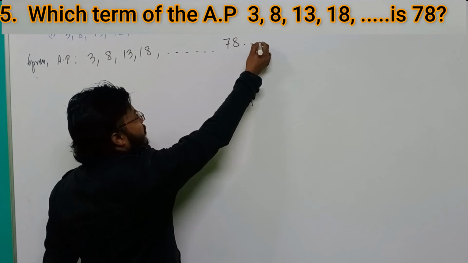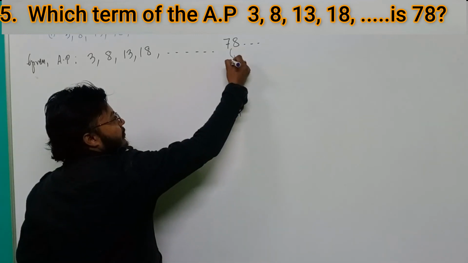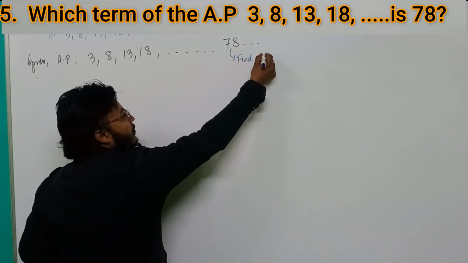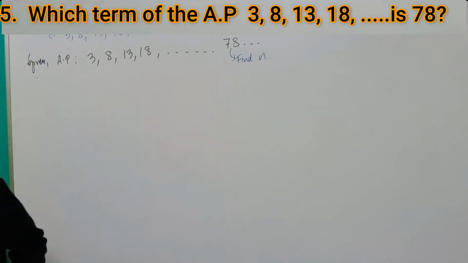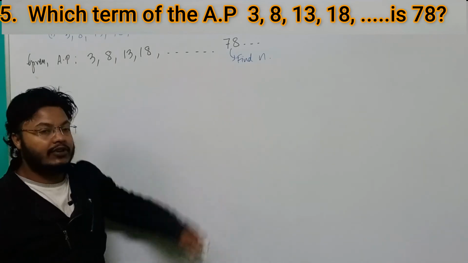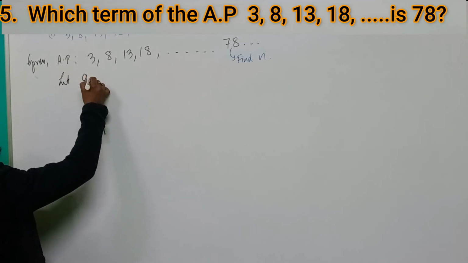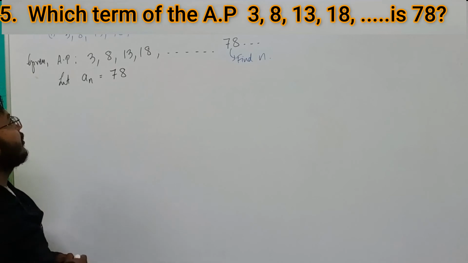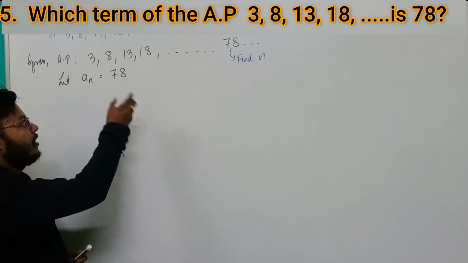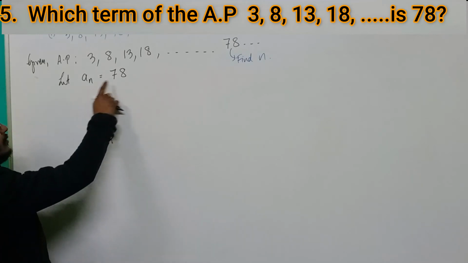Which term will be 78? So we have to find which term is 78. That means we have to find n. Okay, understood? So let us take 78 as the nth term. So let the nth term be equal to 78. Which term does this 78 lie at? So we are finding n. So now n equals 78.